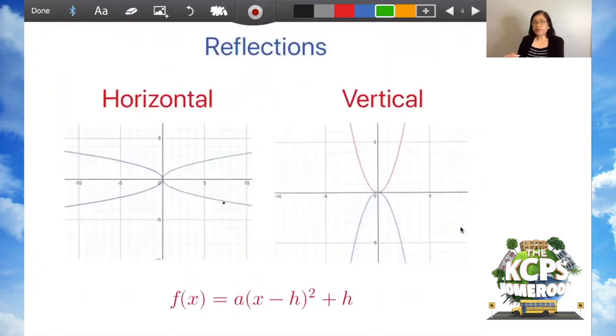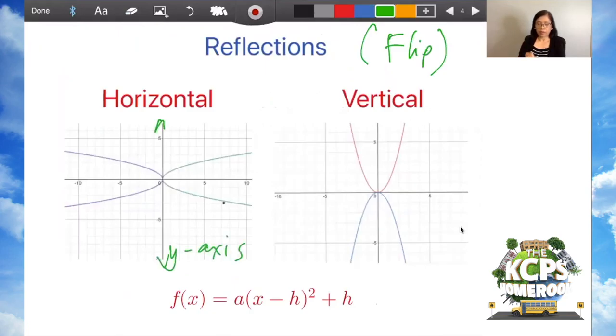Then when we talk about reflection, we're talking about flipping. You flip the object or the graph of the function across the x-axis or across the y-axis. So we now have our vertical reflection: you flip the object across the x-axis, and for horizontal reflection, you flip the object across the y-axis. Then we'll look at which of these parameters will affect the transformation.